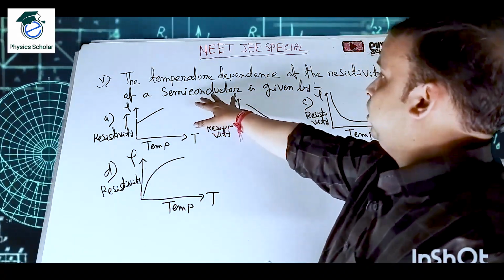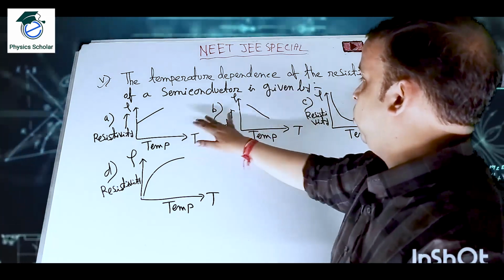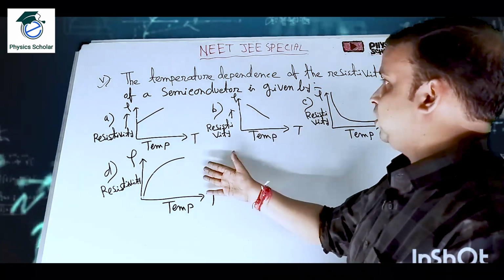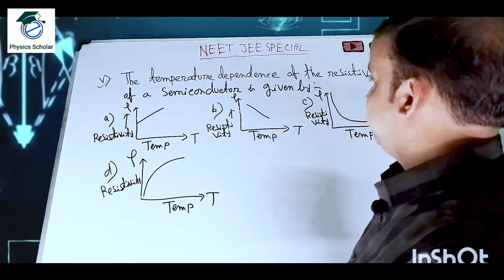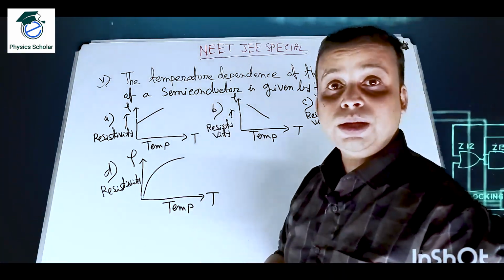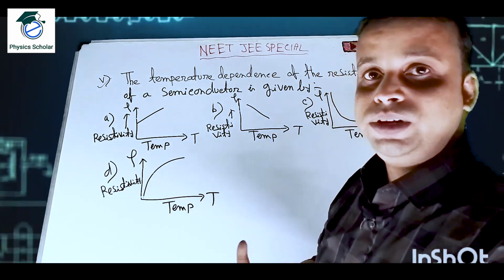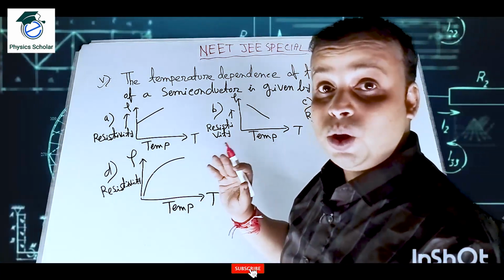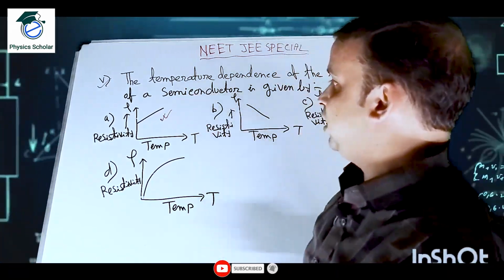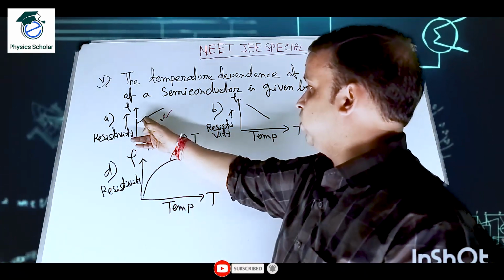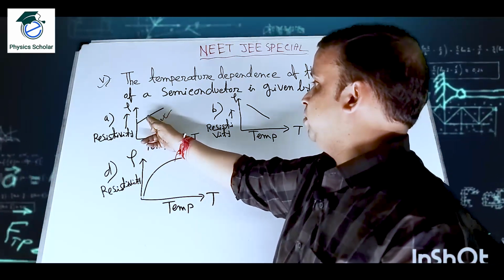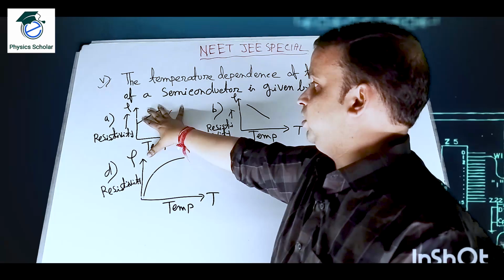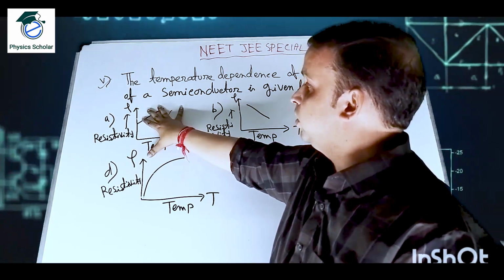So the semiconductor is given by 4 graphical representations, or graphs. Now what we know in case of a conductor is that if we increase the temperature, then the resistivity will also increase. That means in case of a true conductor, if we increase the temperature, the resistivity also increases. So this graph is for the true conductor.